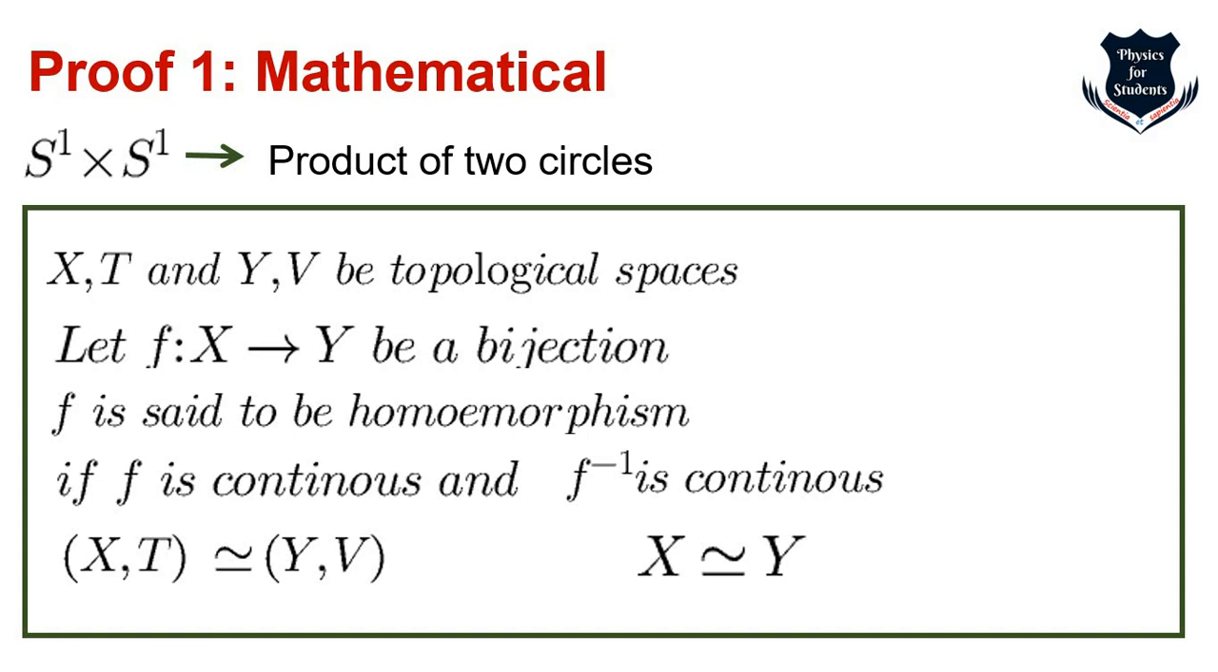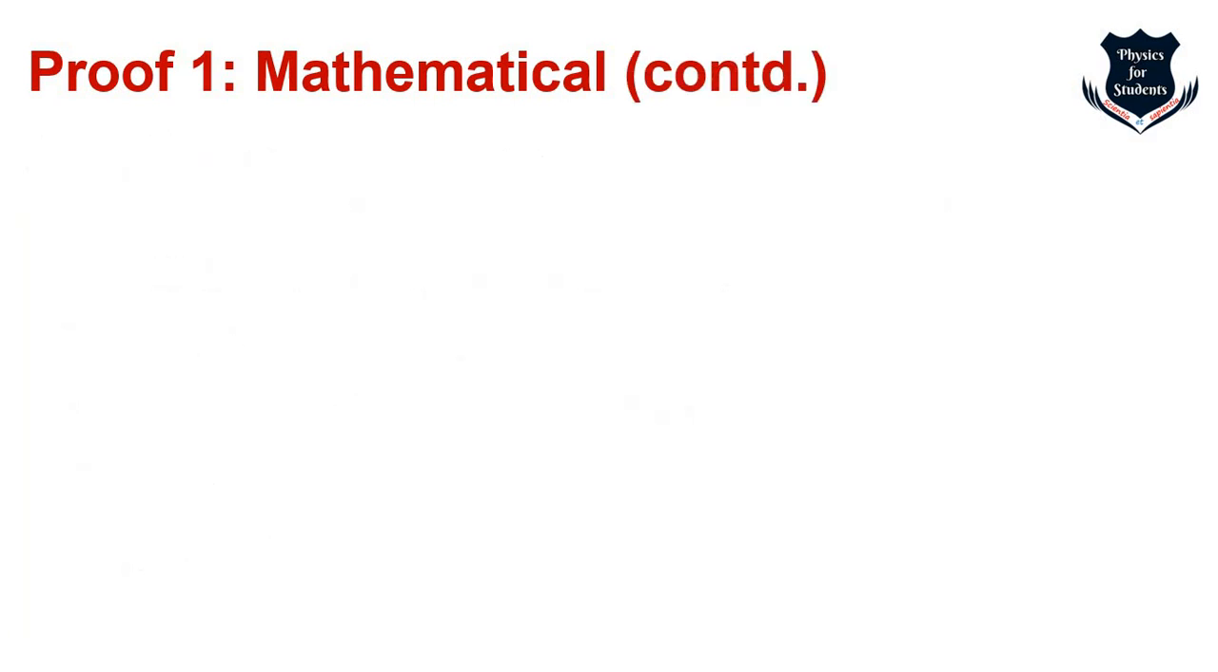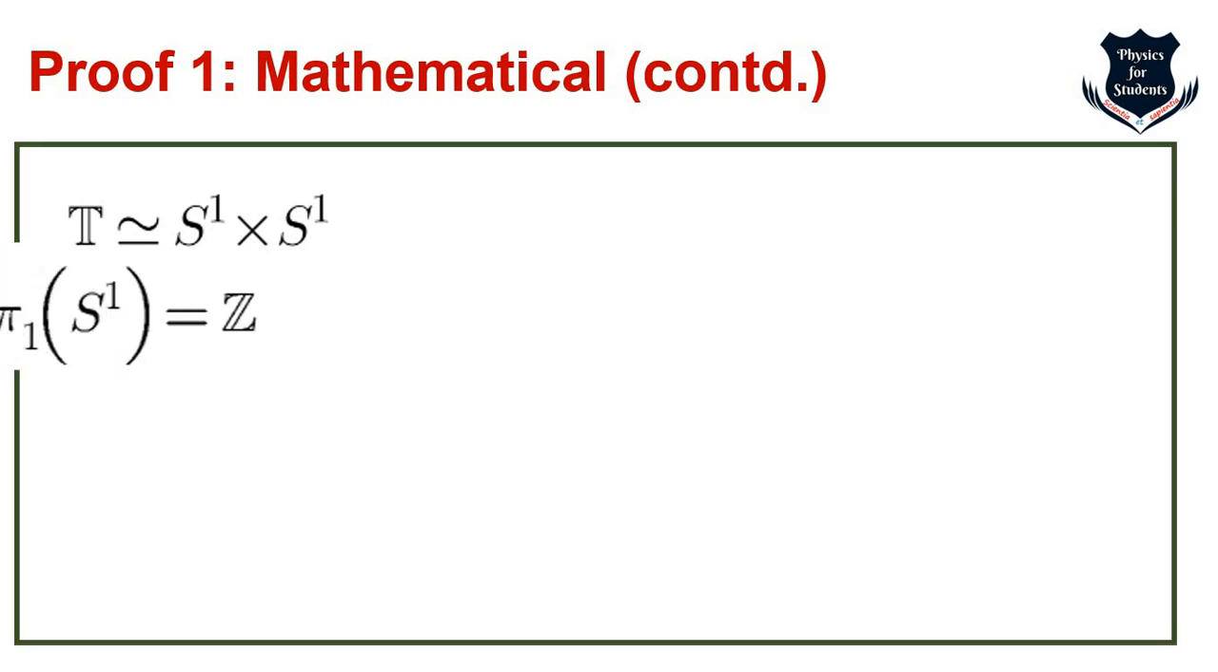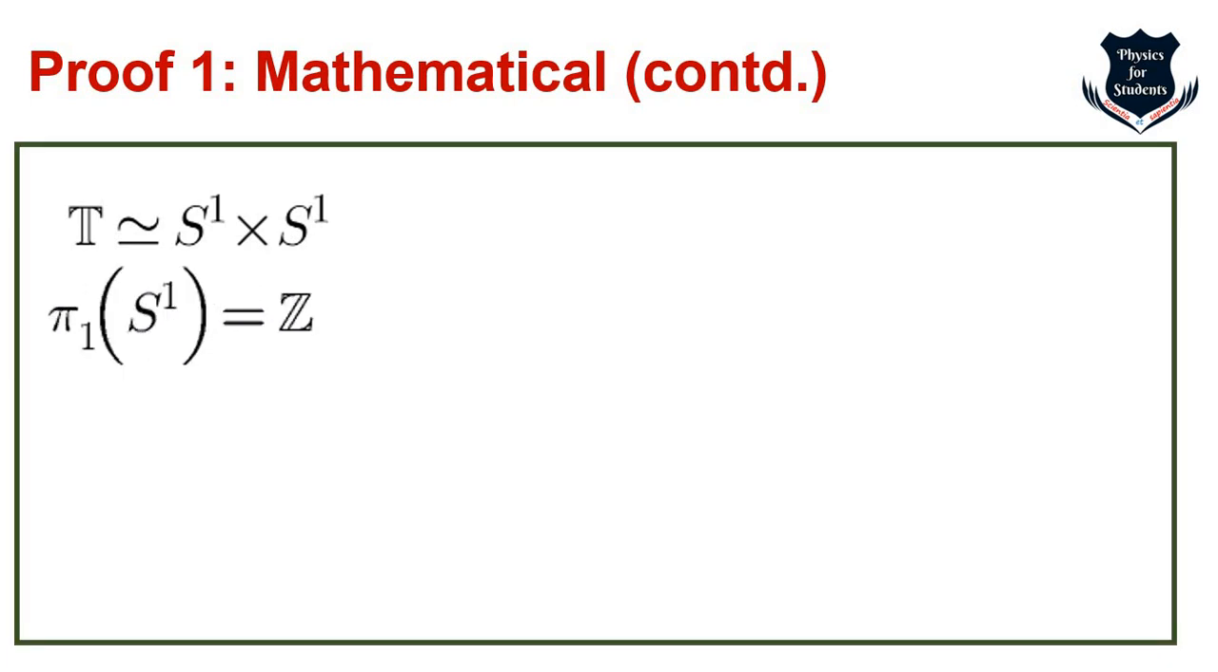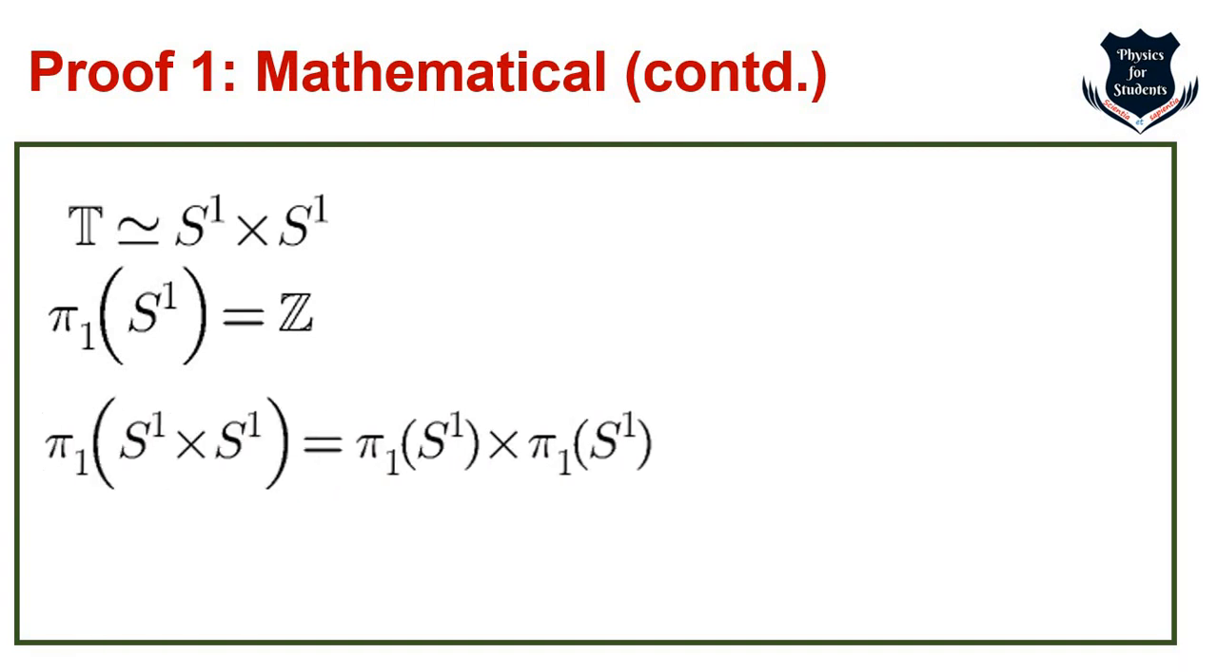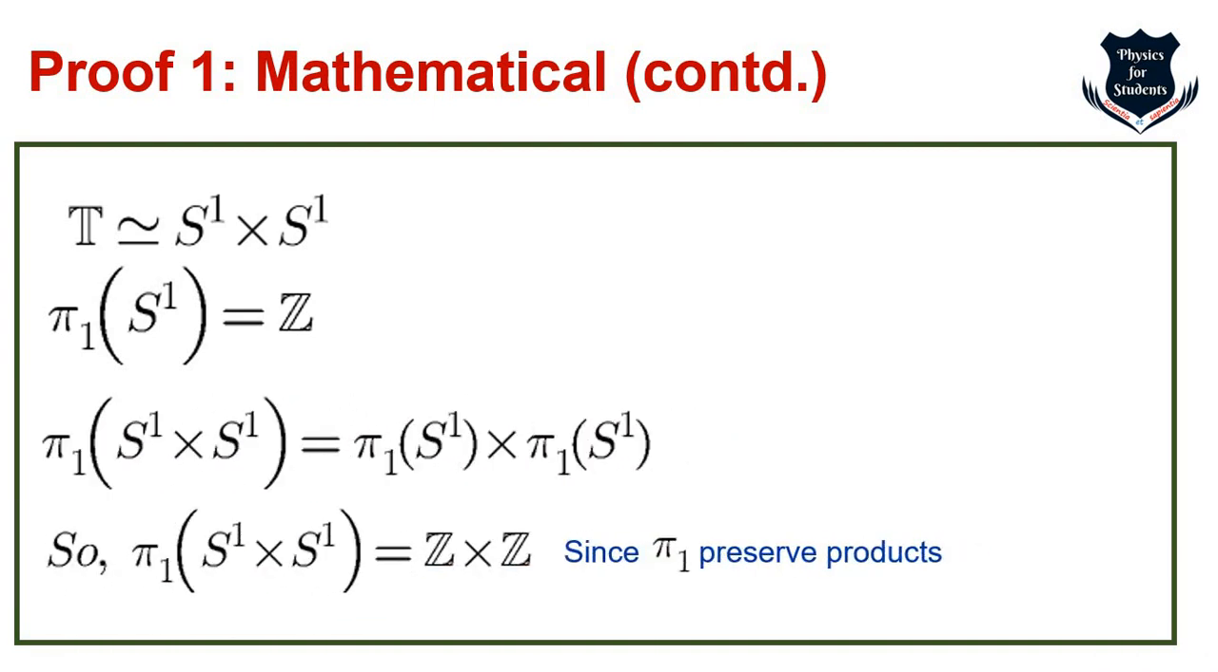Now taking ahead from this, what we can do is write this, right? This one. Further, we can write this, right? So this is equal to Z. I think things are quite clear. So this equals this, and also this equals Z multiplied by Z, since pi underscore 1 preserves the products. Hence, we can say that the torus is not homeomorphic to the circle.